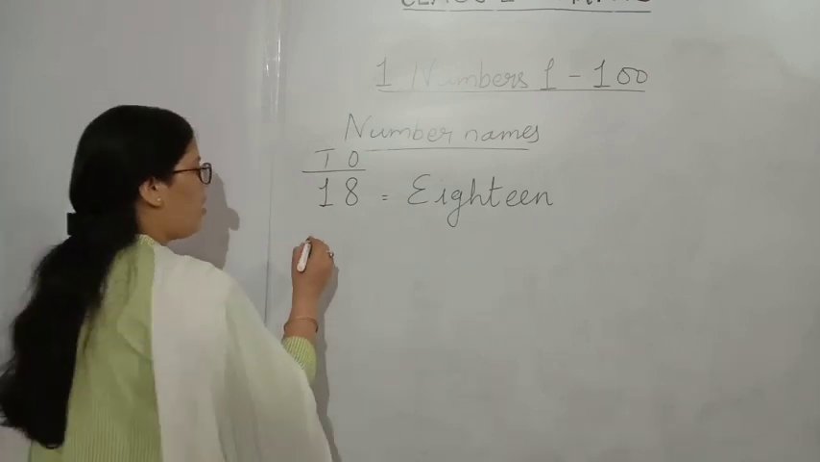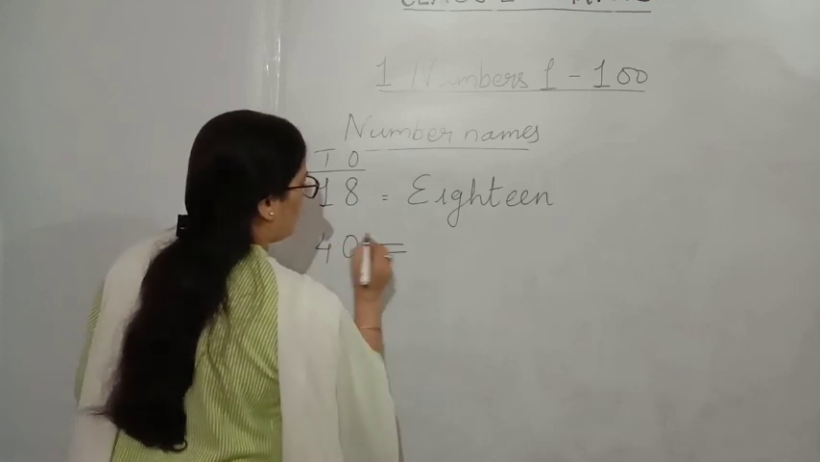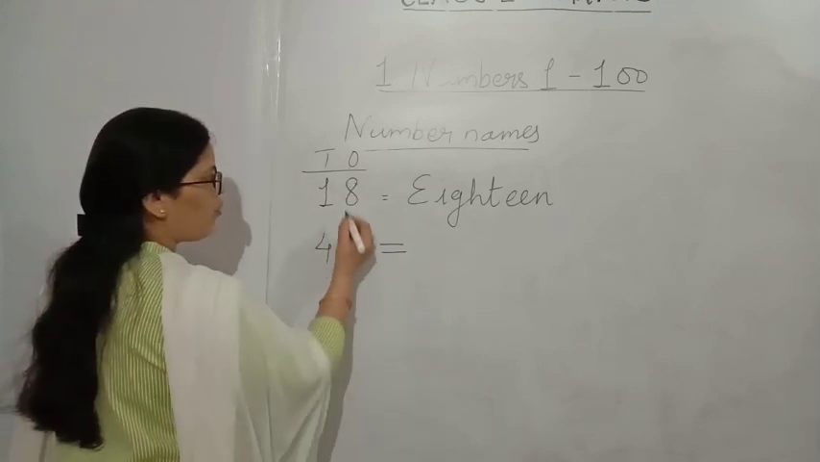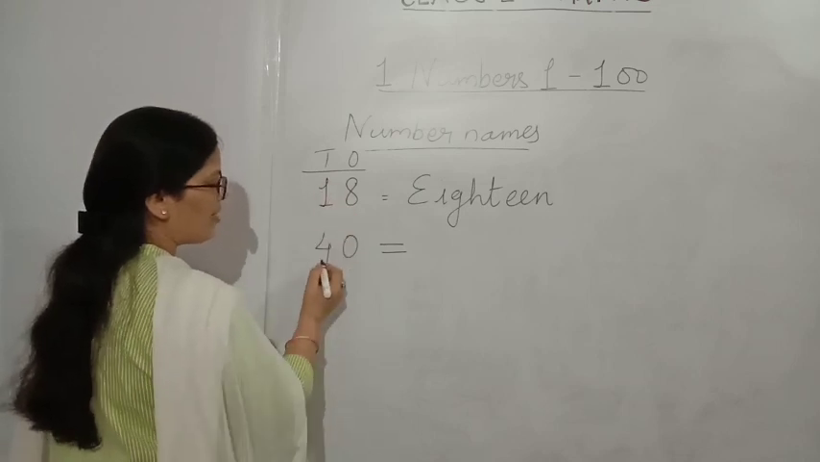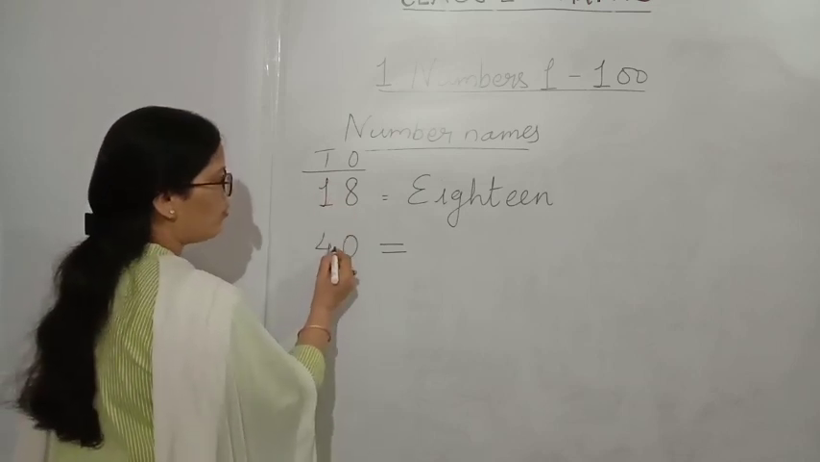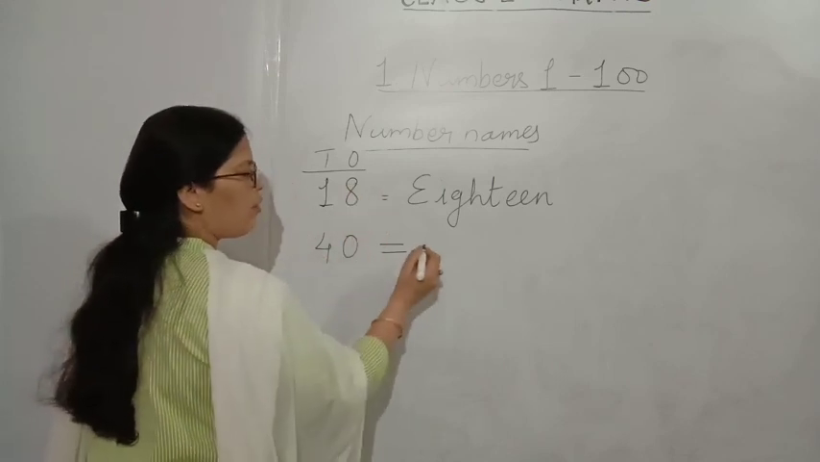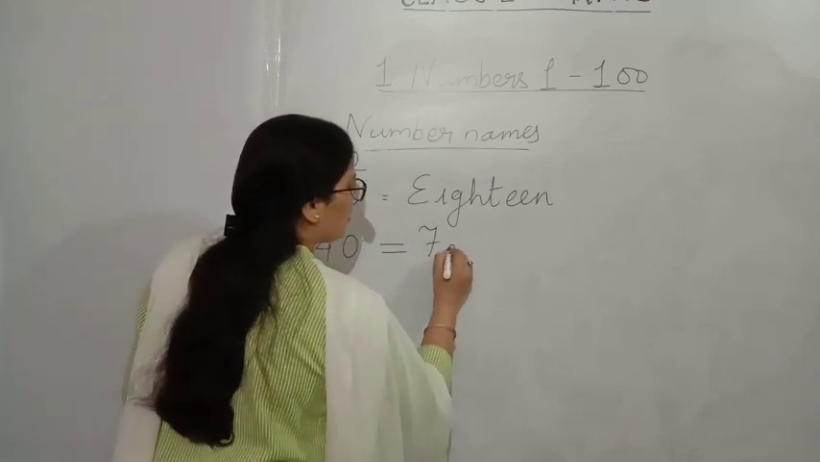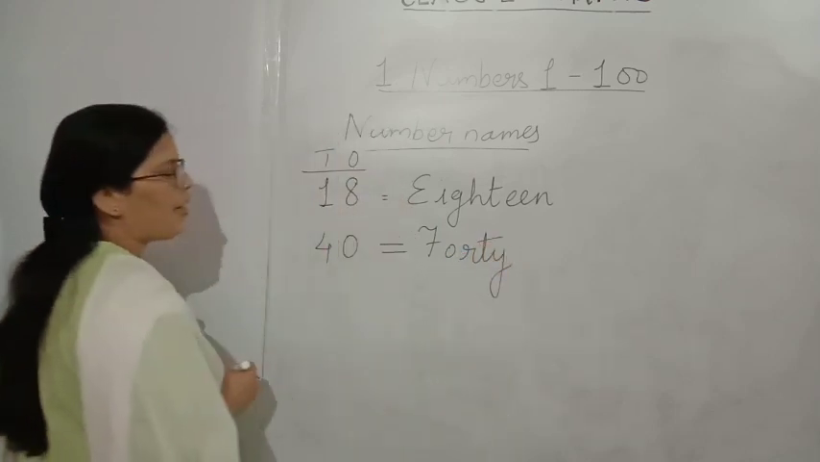Okay. Now another, 40. See, 0 is at ones place and 4 is at tens place. 4 tens. Okay. 4 tens means 4, 0, 40. 0 is at ones place. So 4 and 0 forms the number 40. So its number name is Forty.